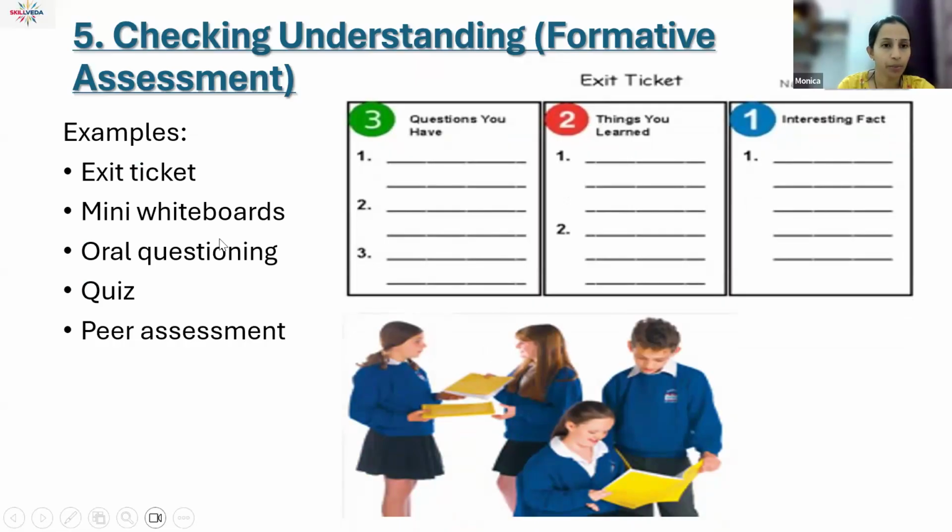Then mini whiteboards can also be given. This is for small kindergarten students and even lower primary, where they can write any hard spellings. Sometimes it can also be put over the board to check the level of the students. Okay. Then oral questioning at the end of the session, and also a quick quiz can be given. In case there are a lot of students in the class, we cannot collect all the papers and correct them. We don't get time. We can do peer assessment. This is a wonderful way.